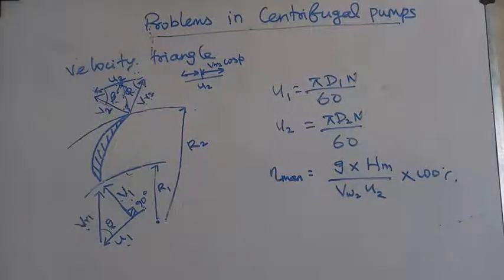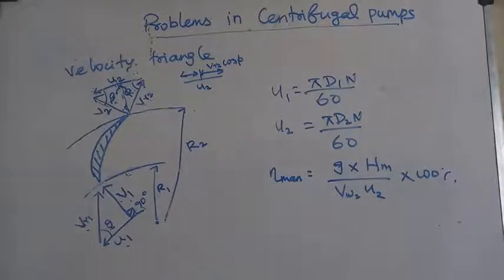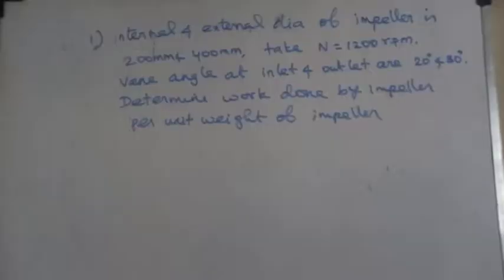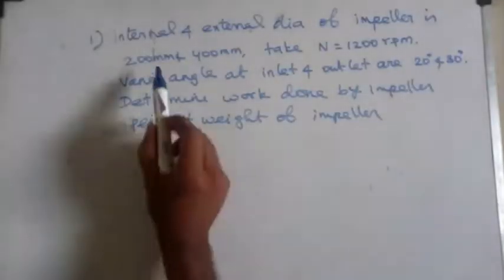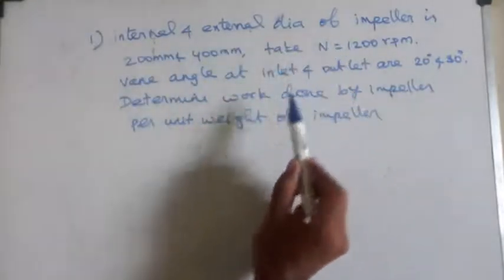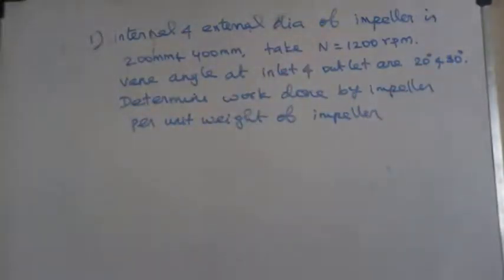So now let's see some problems. By seeing problems, we can get a proper idea about everything. Now let's discuss the first problem. The internal and external diameters of the impeller are 200 mm and 400 mm respectively. Take N equal to 1200 rpm. The vane angles at inlet and outlet are 20 degrees and 30 degrees respectively. Determine the work done by the impeller per unit weight.